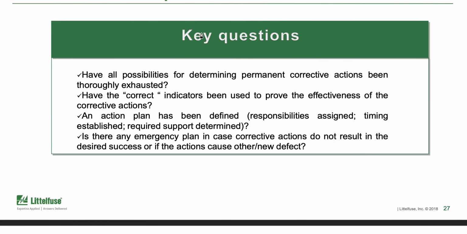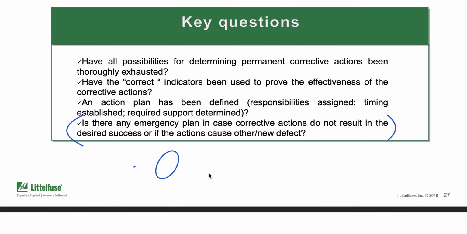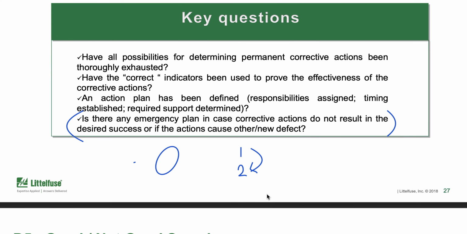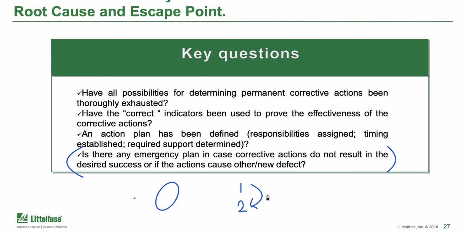Is there any emergency plan in case corrective actions do not result in the desired success? From my point of view, it takes you into a loop from a certain time. If you verify your actions with data and evidence, you should take action as soon as possible. But let me give you another example. If you have two solutions for a root cause, you may try the cheaper one or the faster one. Then if you cannot get a result, you go to the other solution. For this kind of case, this question makes sense, but otherwise I think you can skip it.